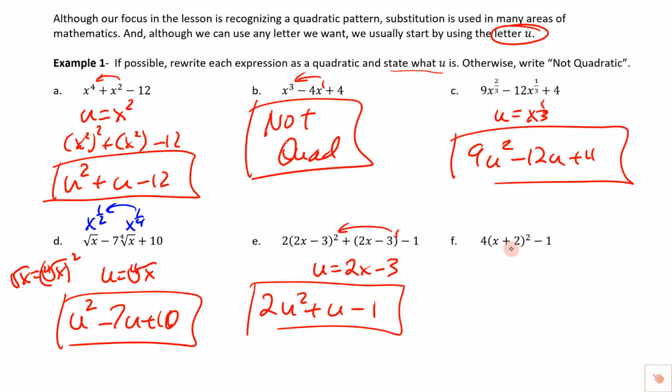And then this last one, it is quadratic. It's not a trinomial or anything, but we're going to say u is equal to x plus 2. So this is going to be 4u squared, because we're putting a u in place of that, and then minus 1.